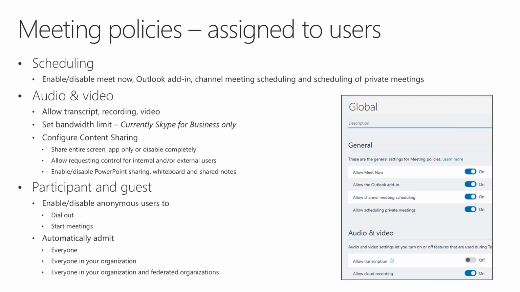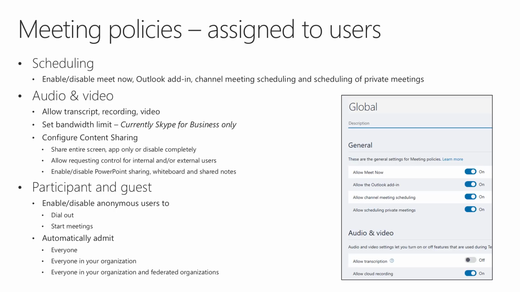The meeting policies are assigned per user. That means you can create meeting policies that allow more features and others that are more restricted, and then assign them as required to users. You can configure how users can schedule meetings, if they can do ad hoc meetings, if they can use the Outlook add-in, if they can schedule channel meetings or private meetings. All of this can be enabled and disabled. Our recommendation is to enable all of it to give users the maximum of opportunities to collaborate, but sometimes customers have requirements to limit the one or the other.